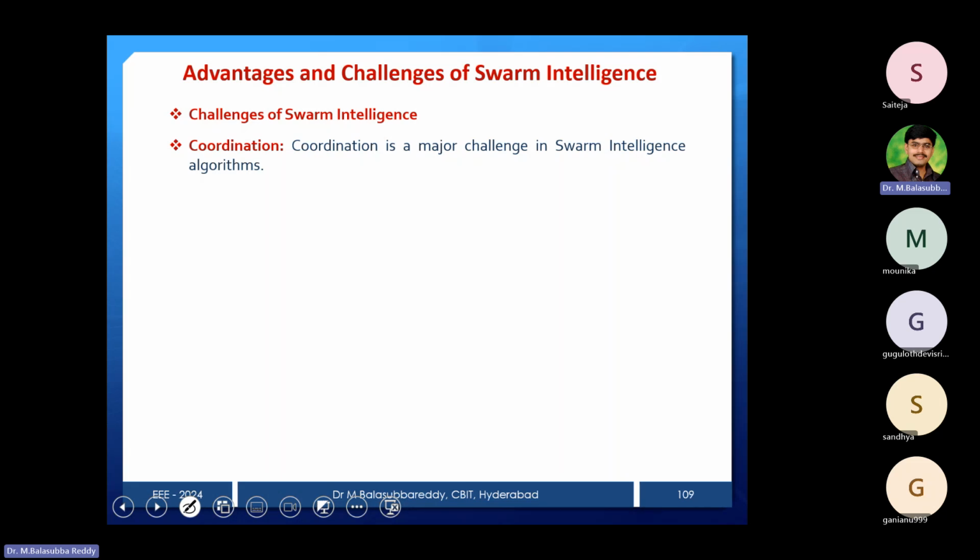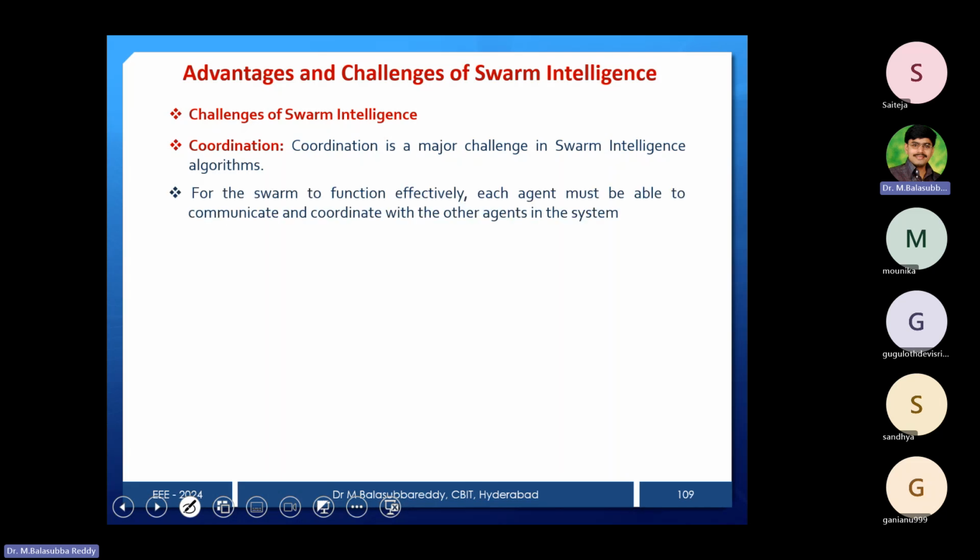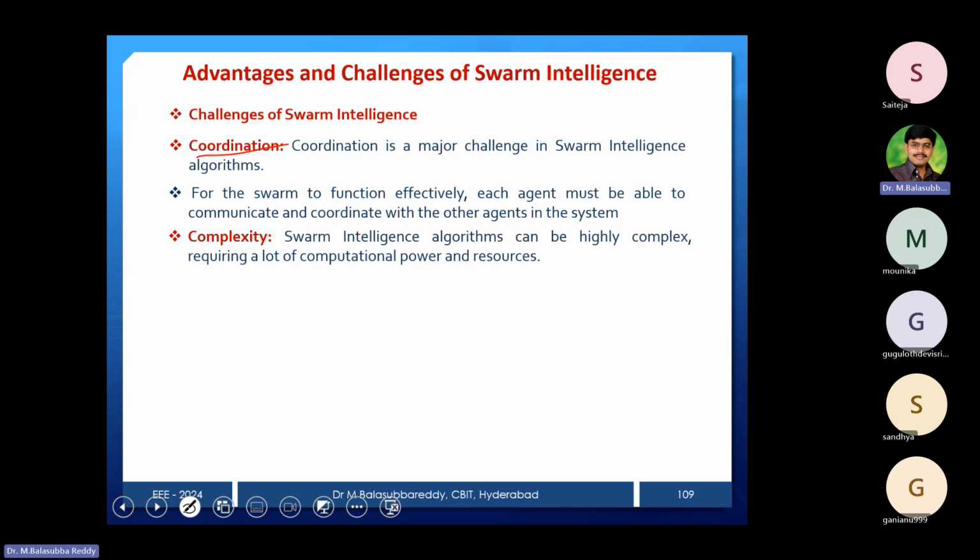There is coordination. The major challenge in swarm intelligence is the coordination. For the swarm to function effectively, each agent must be able to communicate and coordinate with others. This is the major challenge. Without the coordination, the swarm intelligence itself fails. So we need to do a lot of coordination and communication with each other. This is the major challenge.